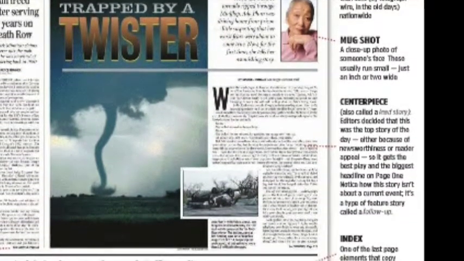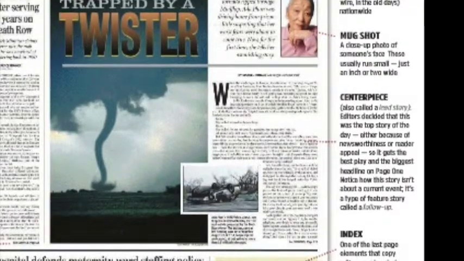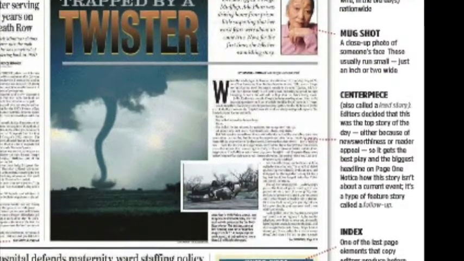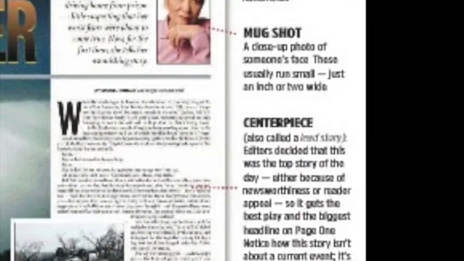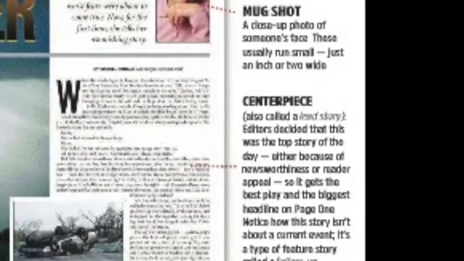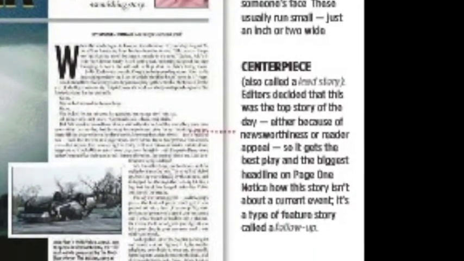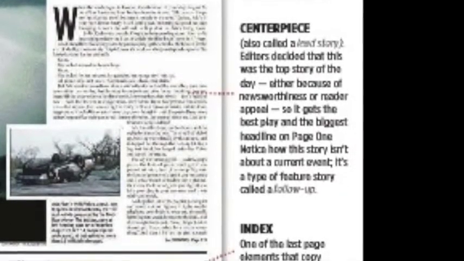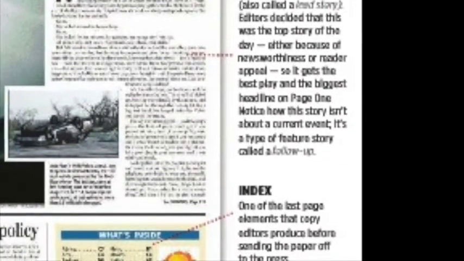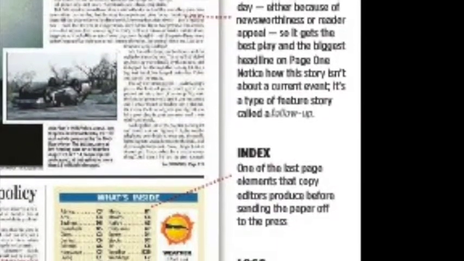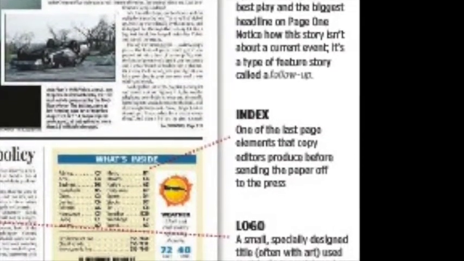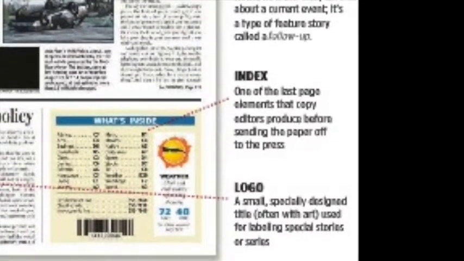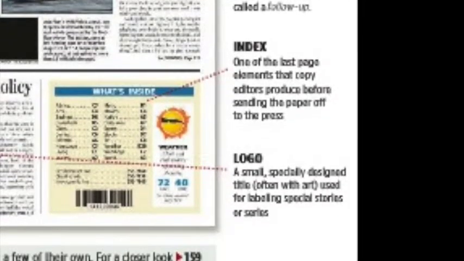Oftentimes you see this of the president, for instance. They want some sort of picture to direct the reader to the article, because studies have shown people don't read articles unless there's some sort of picture there. So they like to use mugshots, oftentimes in newspapers. Centerpiece, the lead story, gets a lot of play there with visuals and so forth. The index at the bottom, and then a logo. Okay, so make sure you study those and you're familiar with those terms.